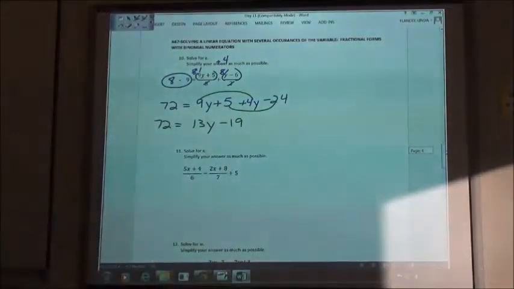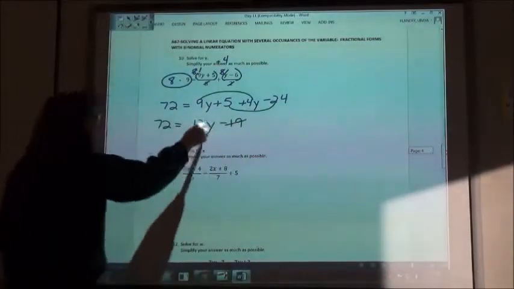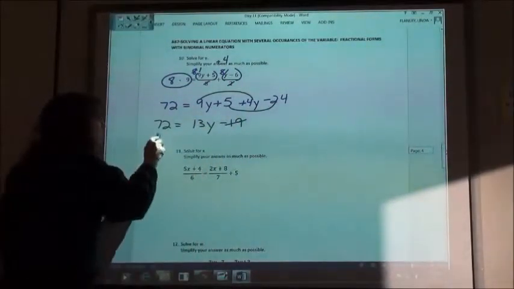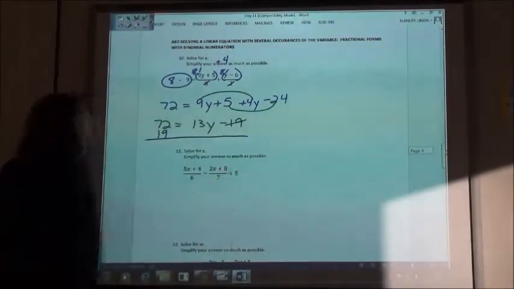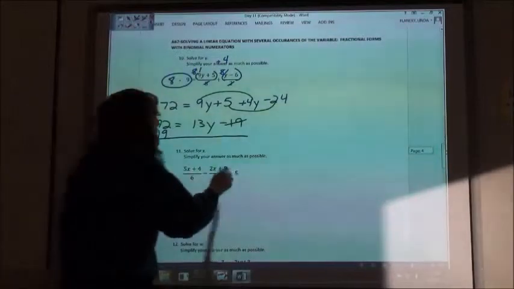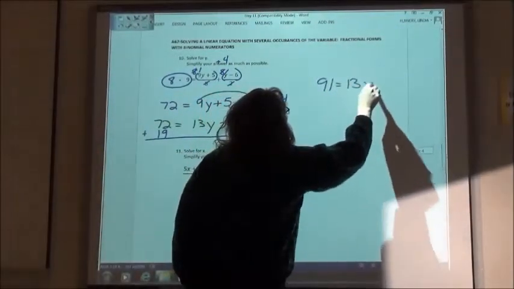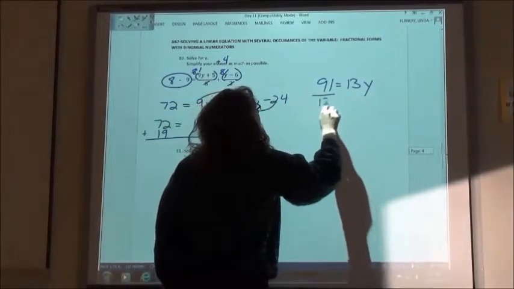Now if I want to solve that for y, the next thing I probably want to do is move the 19 to the... move 72? Exactly. Since there's only one y, we don't want to move the y, we just want to move our number over. So it's on the opposite side. So 72 plus 19 is 91. So 91 equals 13y, and then we're going to divide.